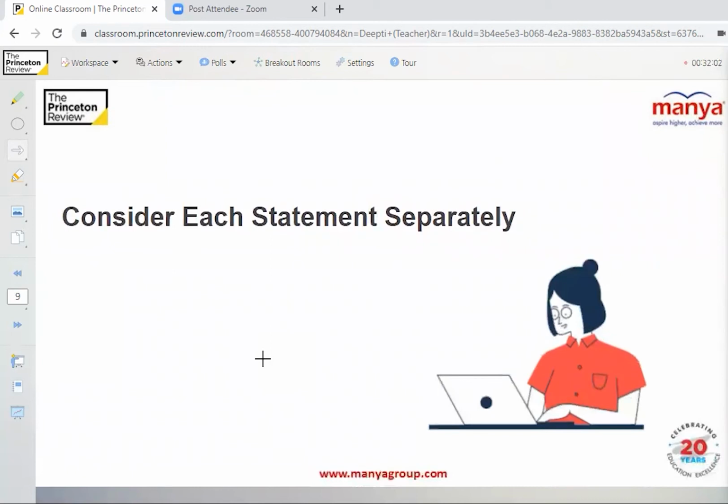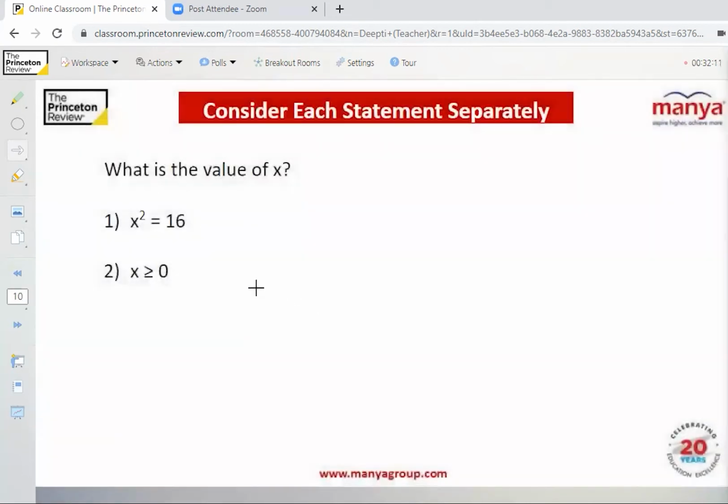After learning the two types of data sufficiency questions, another important thing is to consider each statement separately. Now, what does this mean? Let's see. So we have this question. What is the value of x? Statement number 1, x squared equals 16. It means that x could be either 4 or minus 4. Here, I'm not getting a specific answer. So statement number 1 is insufficient. And we write BCE.